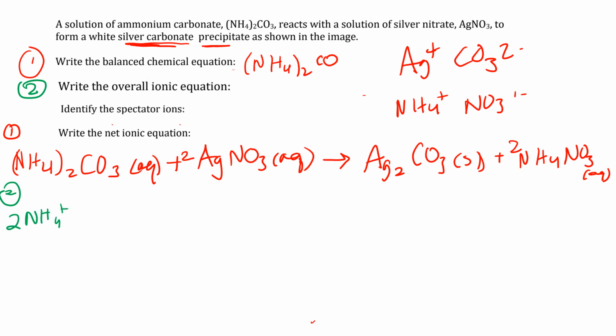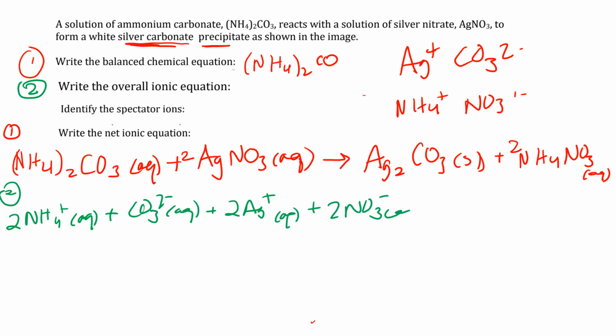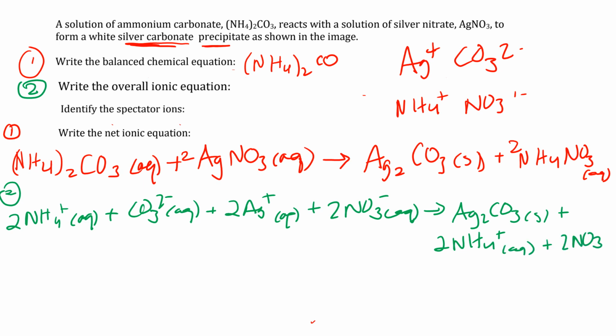So the overall ionic equation is going to be 2NH4 plus aqueous plus CO3 2 minus aqueous, plus 2Ag plus aqueous plus 2NO3 minus aqueous produces, this silver carbonate is solid, so it does not ionize. So you can probably guess what is going to be a spectator or not a spectator. Plus 2NH4 plus aqueous plus 2NO3 minus aqueous.